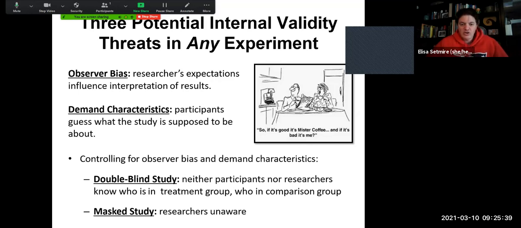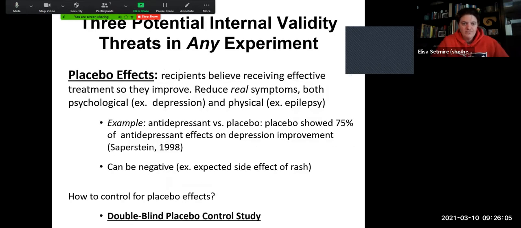We can also do what's called a masked study, where maybe the researchers alone are unaware, where participants are assigned a number or a condition and the researchers don't know, which would address the observer bias by itself. So we can try and manipulate things a little bit to hide the true intentions of the study, and hide the different groups that people are in, and what that can do is help control a little bit for these different internal validity threats.